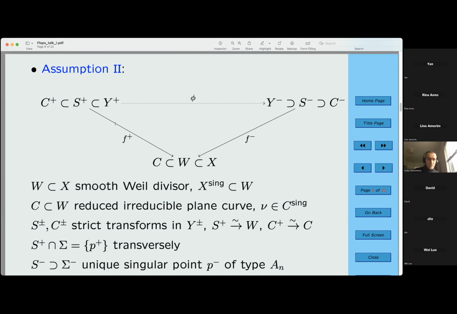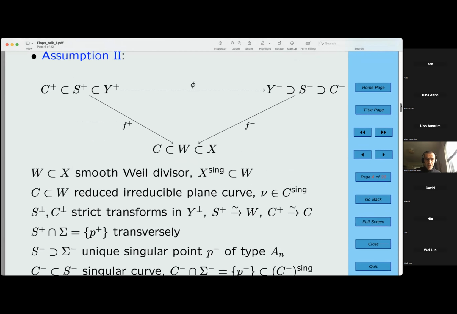Okay, so now that's the setup. Now this is the more important part, the second part of the geometric setup. We start out with a smooth Weil divisor W in X, in the singular threefold X, which passes through the singular point and contains a plane, a reduced irreducible plane curve C. So W is a smooth surface passing through the singular point. Think of X as the singular hypersurface. W is just an affine space of dimension 2, locally. And the curve is some singular plane curve, which is singular exactly at the singular point, so the singular point of C coincides with the singular point of X.